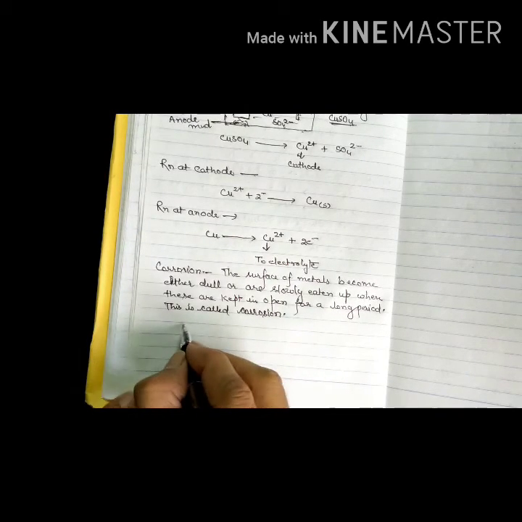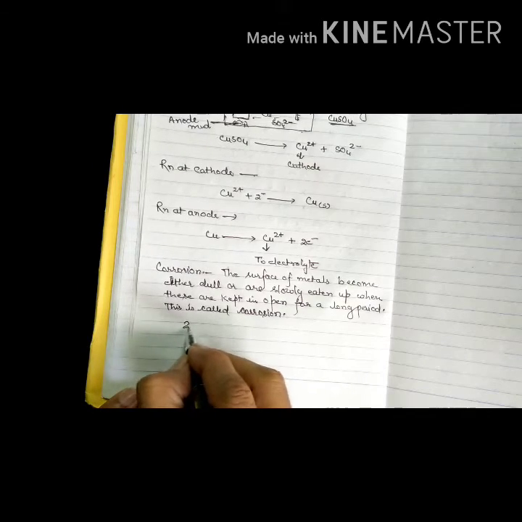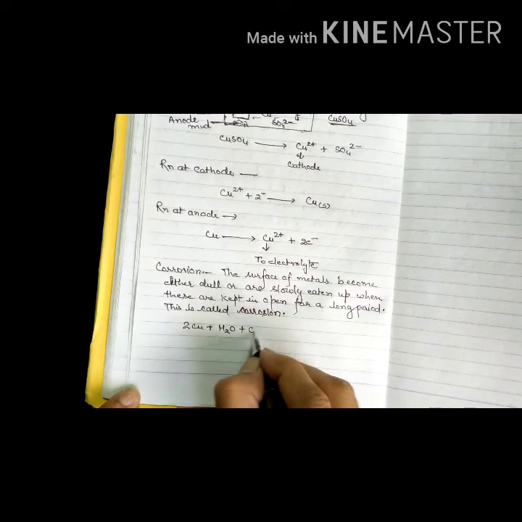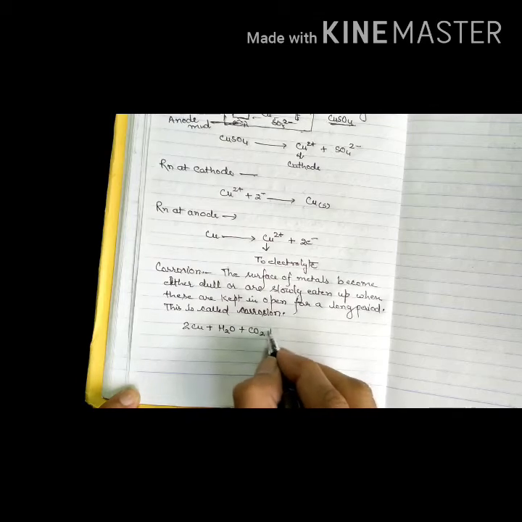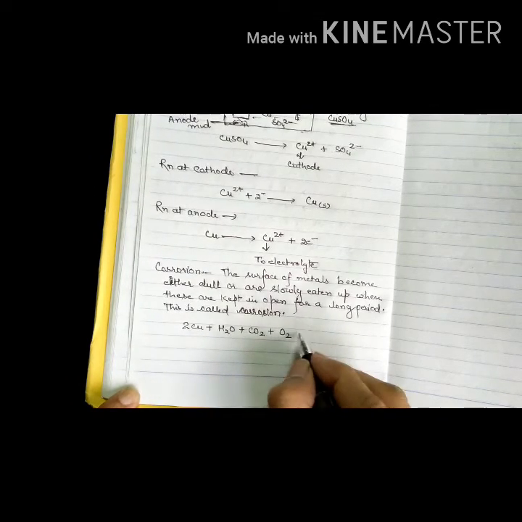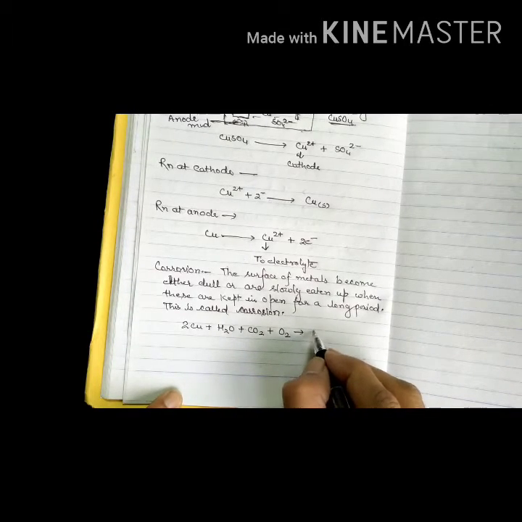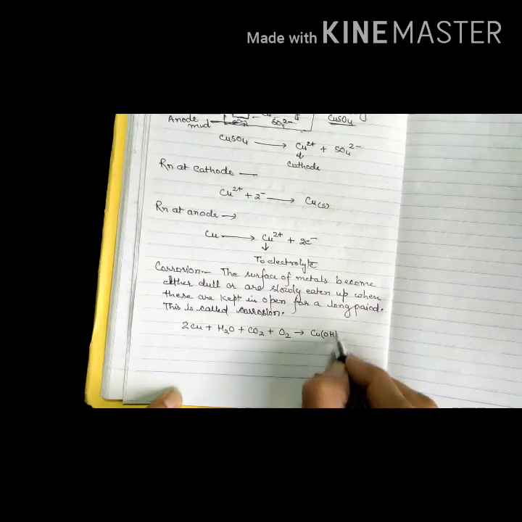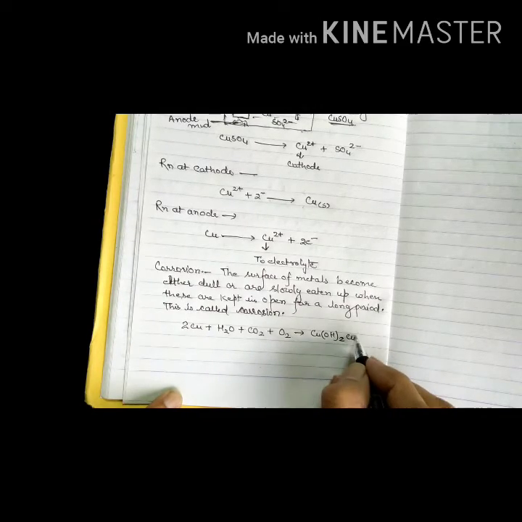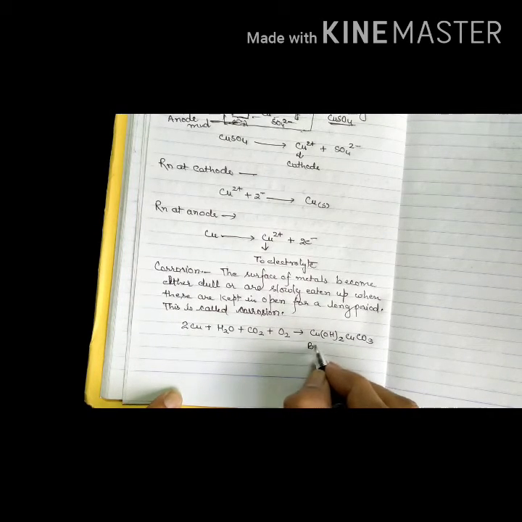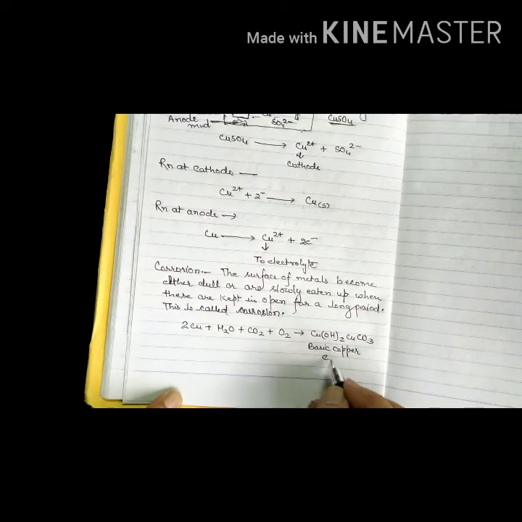Now suppose we have placed copper, Cu, in an open atmosphere. Moisture will be there, carbon dioxide is also present, oxygen is also present in the atmosphere, so they all will react with copper to form Cu(OH)2 CuCO3. This is basic copper carbonate.